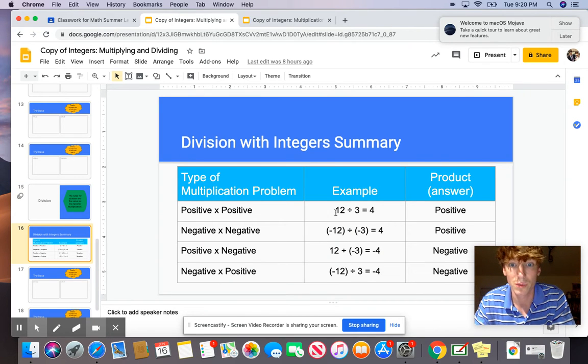See? So positive divided by a positive was a positive. Negative divided by a negative was also a positive because the signs are the same. When the signs are the same in the problem, it's going to be positive. When they're different, it's going to be negative. Okay.